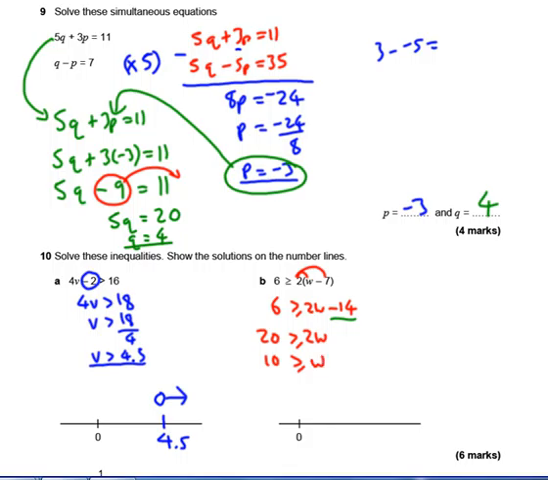Now if 10 is more than or equal to w, if we write that the other way around, we would say w is less than or equal to 10. So on the number line, let's say the number 10 is there. I would draw a circle. Now because it could be equal, it should be a shaded circle. And because it is less than, the arrow goes down.